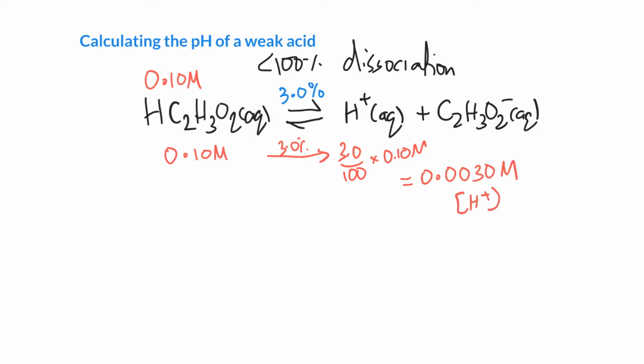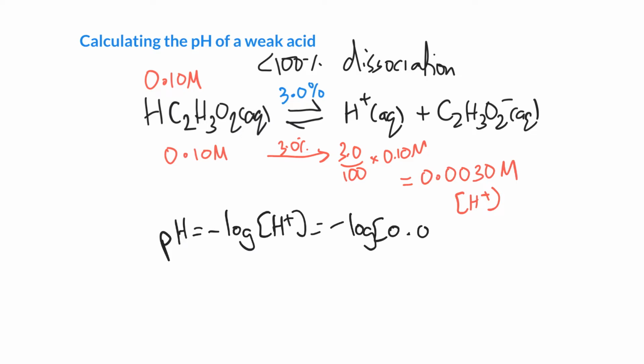And the pH is just the negative log of that concentration. So pH is minus log H+. That is minus log 0.0030. Again, the convention is to leave the units off. If we calculate that pH, we get 2.52. Again, remember the number of significant figures here, which is 2, becomes the number of decimal places here. So the pH is 2.52.